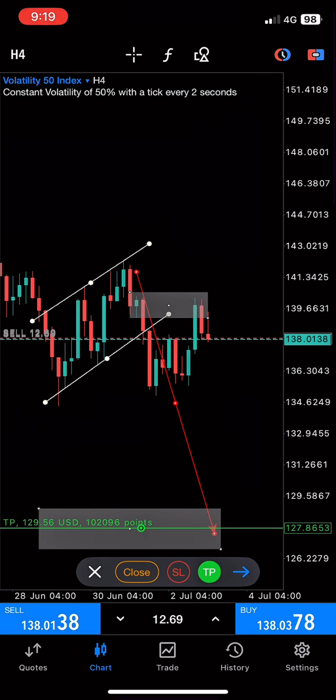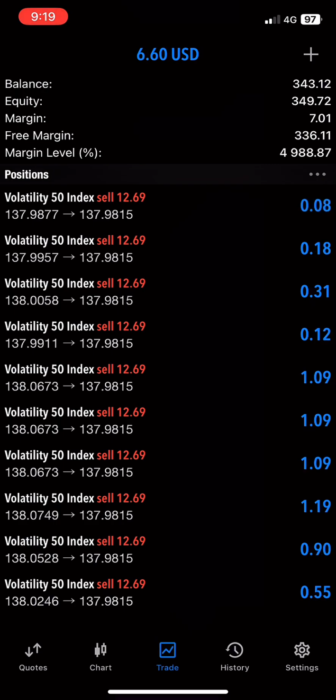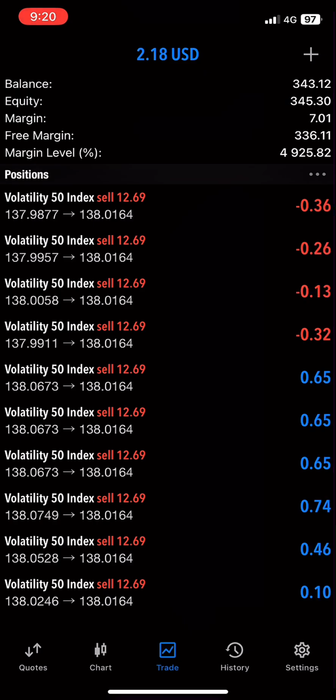So we placed our positions. We need to get our margin to at least 7, I think. Yeah, so those are 10 positions. So let's wait for price to do its thing, and we'll come back and check how far price has moved or what has happened.